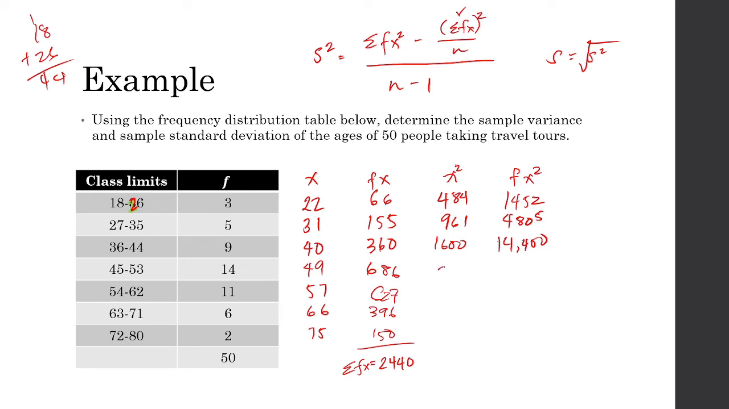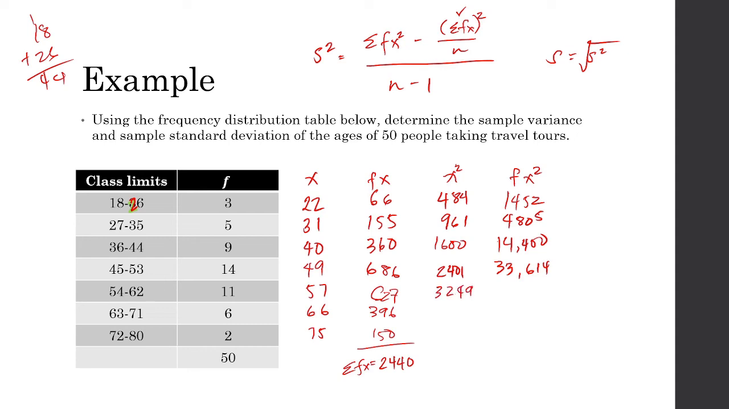Then we have there 49 square. 49 square is 2,401. And 2,401, just need to multiply it by 14. So we will have there 33,614.